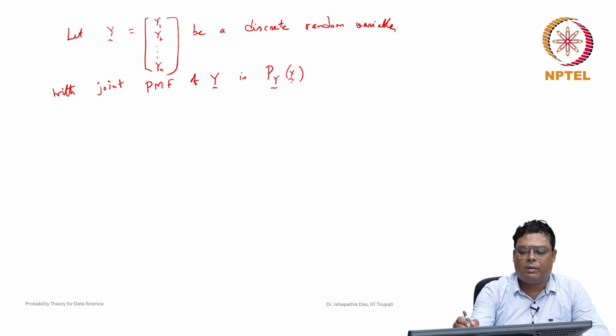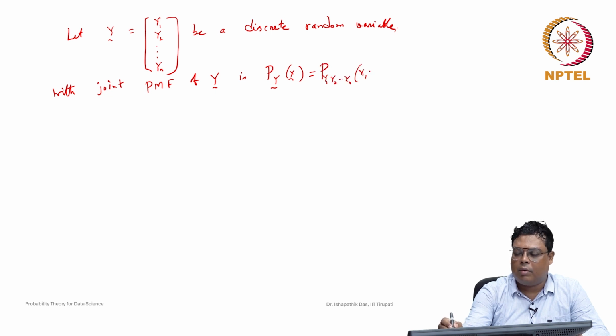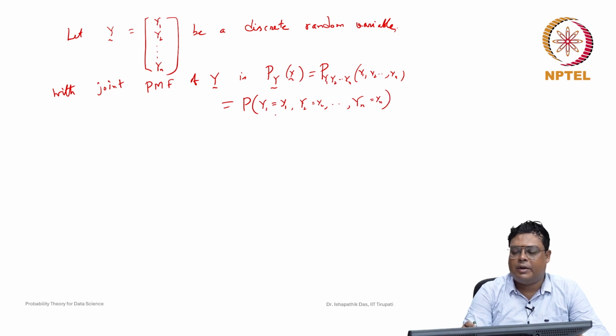This tilde, whenever we write it, is like a vector. So I am again explicitly writing y1, y2, yn. This is nothing but what we already discussed: the probability that capital Y1 takes small y1, a real number, capital Y2 takes small y2, and capital Yn takes small yn. So the joint probability mass function of y is given by this.